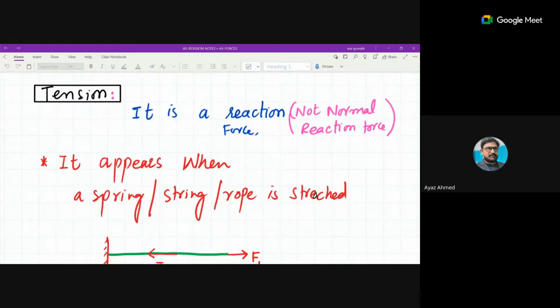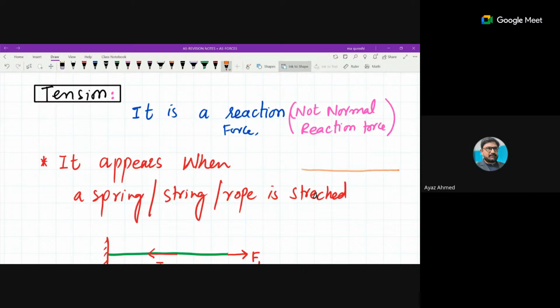At this point, tension. So tension is actually, as I told you, a reaction force, and it is not a normal reaction force. Normal reaction force means the force which works as a contact of the surface. For example, if you have an object placed on the surface, it will have a downward force, let's say its weight, and as a result there will be a normal reaction force. This is not tension actually. A tension is not that. So I believe that you will be able to make it clear.